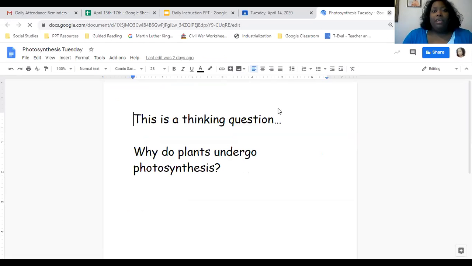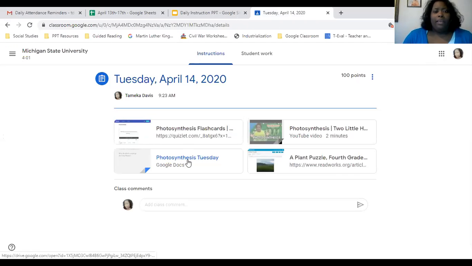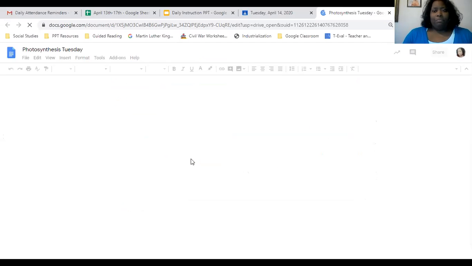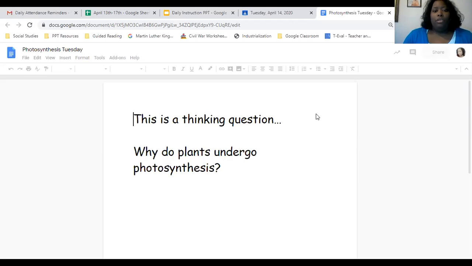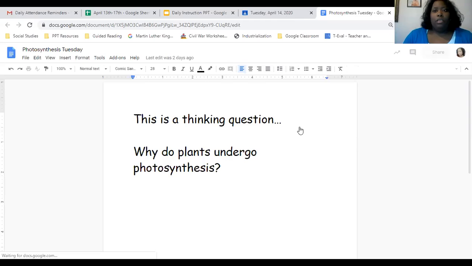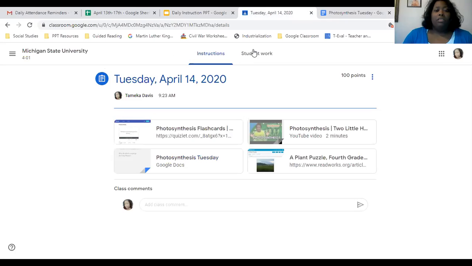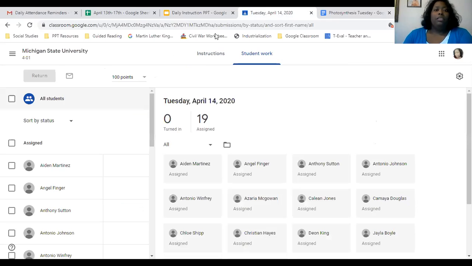So after you answer this question, you'll turn it in. Here where it says share on your document, you'll see turn in. And then you can go back into the Google Classroom and you can also turn it in. It'll show Miss Davis who has turned it in and who has not.